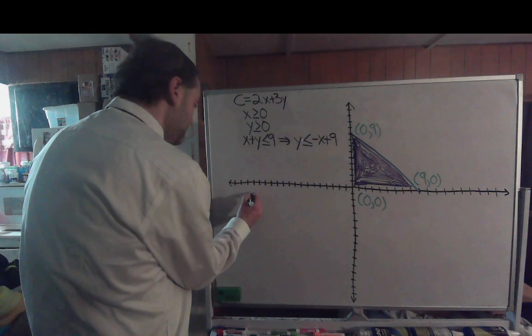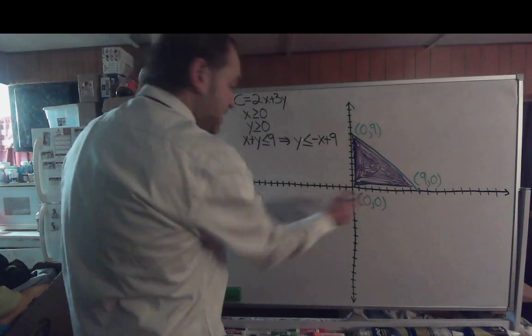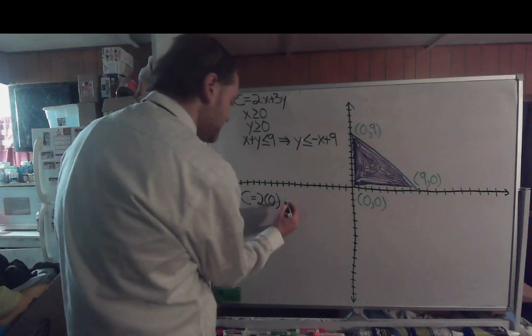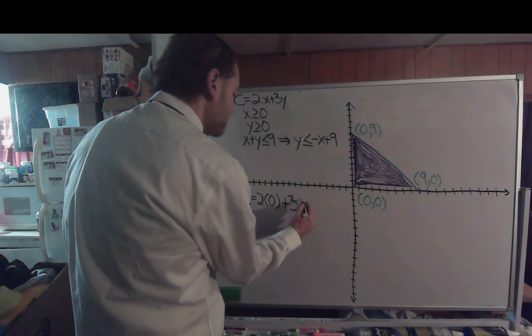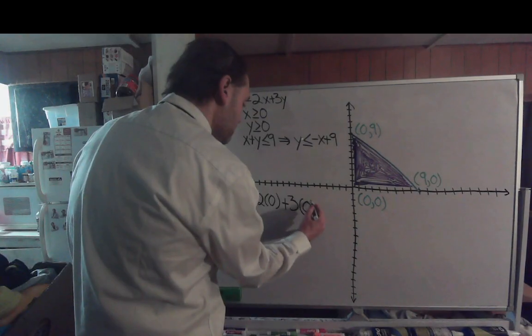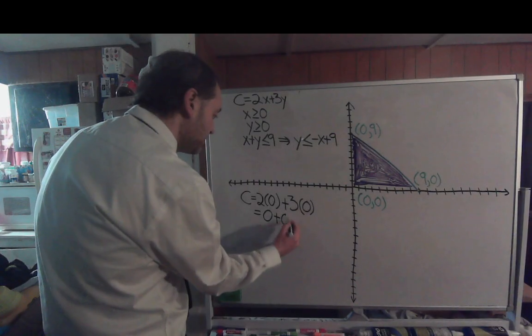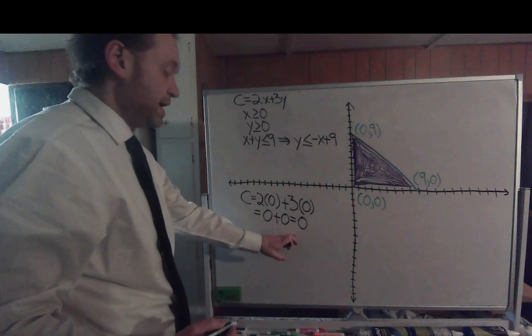So we'll take c equals 2 times our x value of 0. We're going to put in the coordinate (0, 0). C equals 2 times 0 plus 3 times the y value of 0. Well, that, of course, is going to give you 0 plus 0. You have literally 0. Okay?